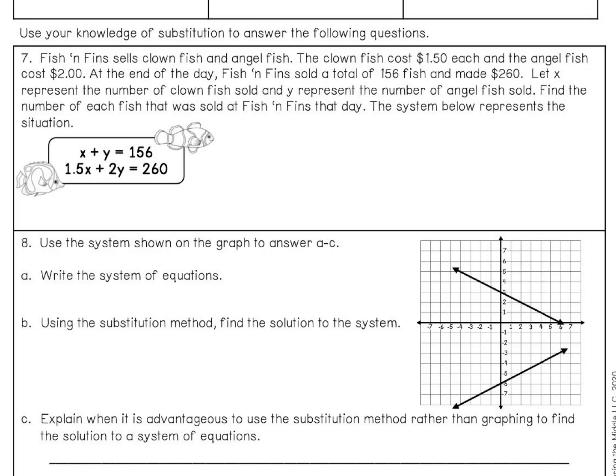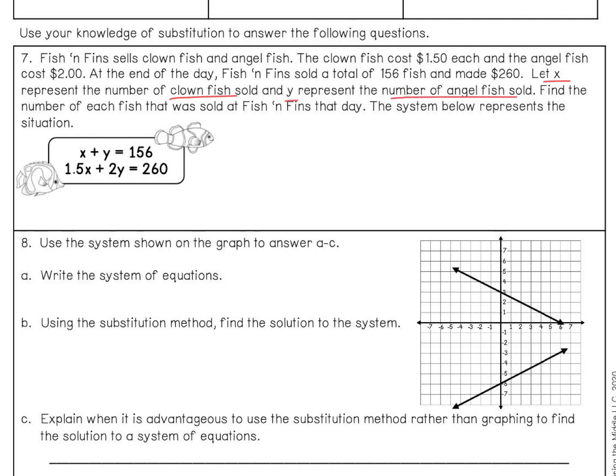So Fish and Fin sells clownfish and angelfish. Clownfish cost $1.50 each. Angelfish are $2. At the end of the day, Fish and Fin sold a total of 156 fish and made $260. So they've already set up the equations for you. A little later on, we will practice from word problems, writing the systems, but that's not our goal today. So we're going to just focus on the fact that they've written it for us. That was very nice. So it tells us x is clownfish and y is angelfish.